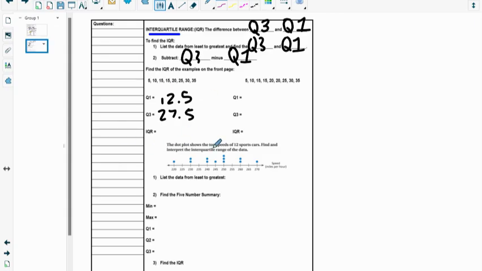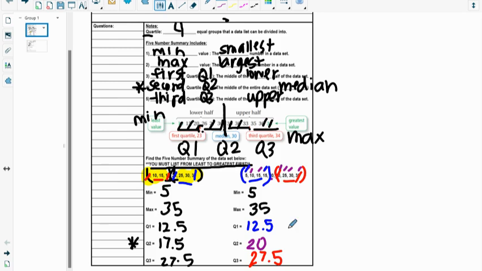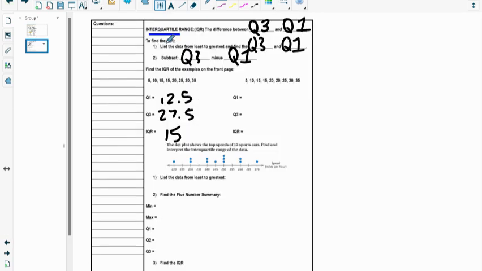When we do 27.5 minus 12.5, you can do that on a calculator, and you are going to get 15 for our interquartile range. So it's our biggest quartile minus our smallest quartile. Same thing for the other one. They ended up being the same numbers. Q1 and Q3 were both 12.5 and 27.5, so our IQR would be 15 again.